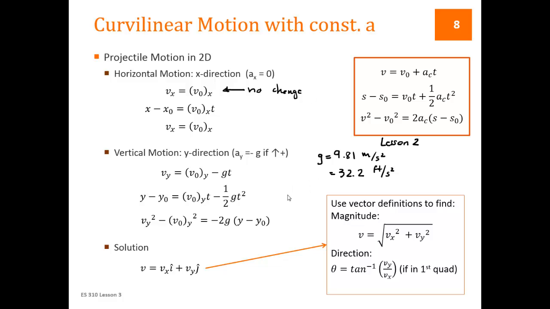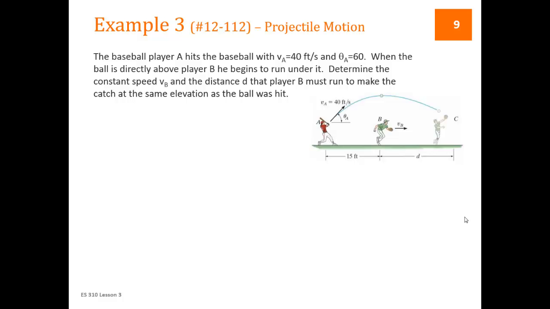Just as a reminder, velocity is the x part in the i hat plus the y part in the j hat. The magnitude would be the square root of the squares, and the direction would be the inverse tangent of the ratio. So, let's take a look at an example. We've got a baseball player. Baseball player A hits the baseball. We're given an initial velocity, VA, and we know what angle that initial velocity is at.